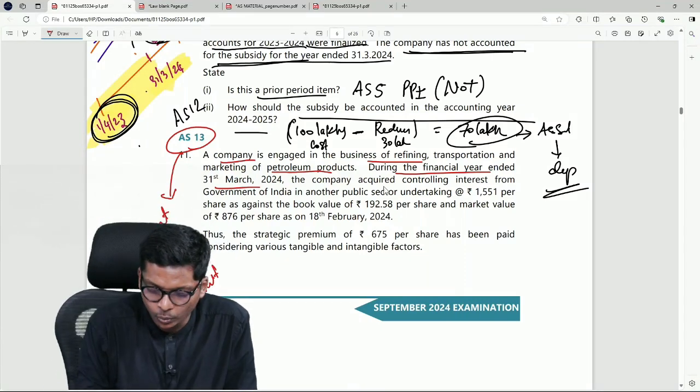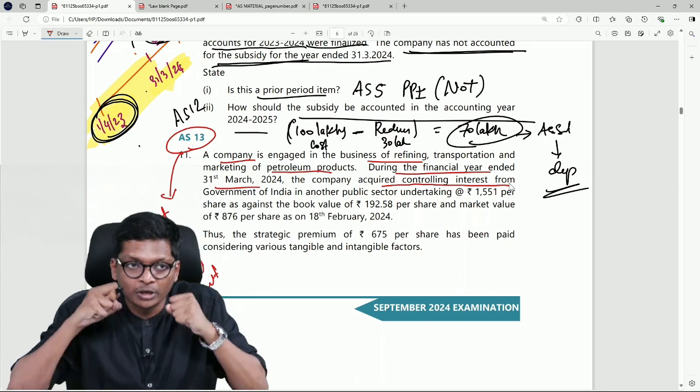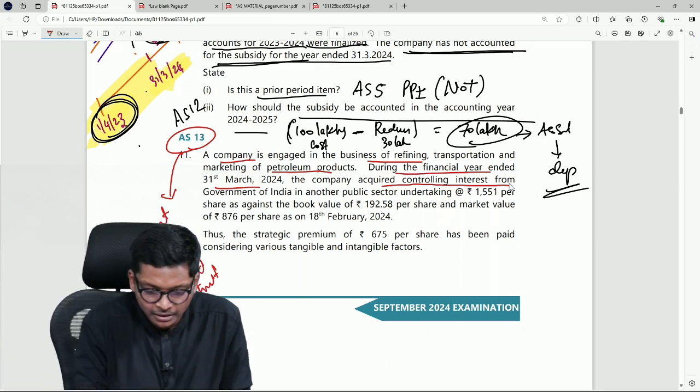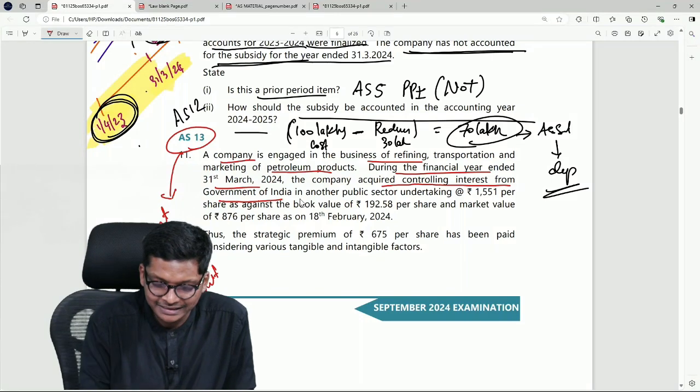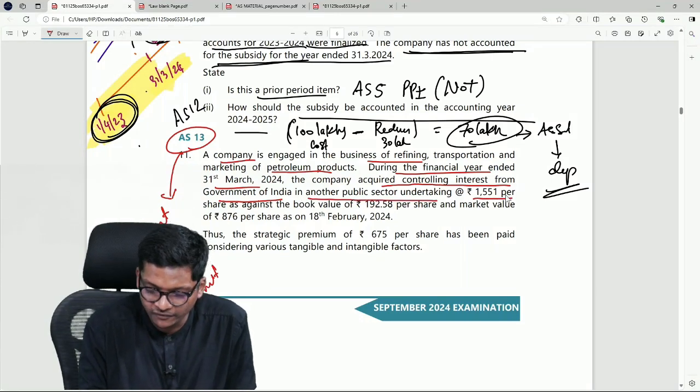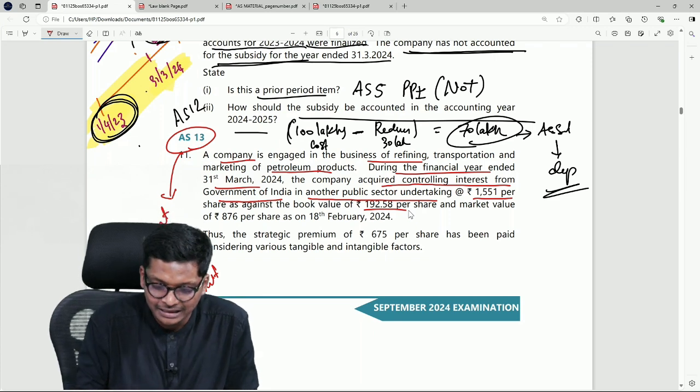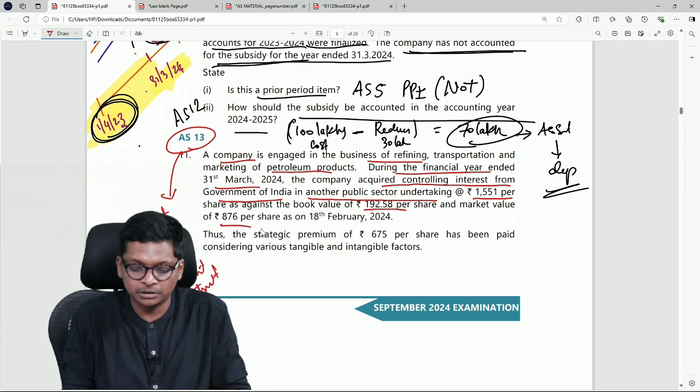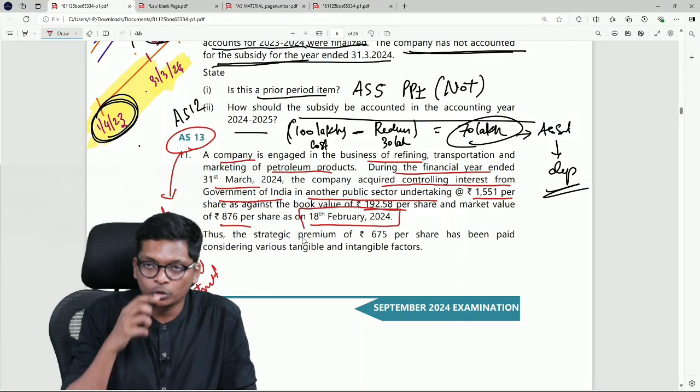The company acquired controlling interest, that means holding. They became holding company from Government of India, in another public sector undertaking at rupees 1551 per share against the book value of 192 rupees and market price was 876 on 18th Feb 2024.